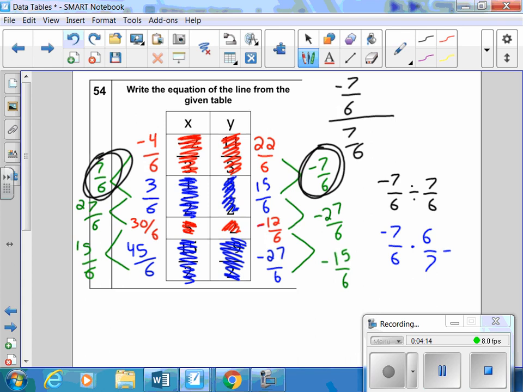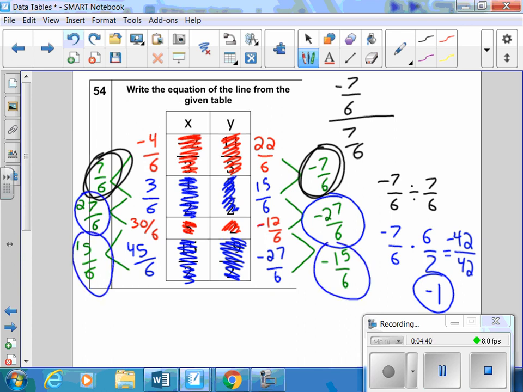And now when you multiply that, negative 7 times 6, you have to multiply across the top. That's negative 42. And then 6 times 7 is positive 42. And then negative 42 divided by positive 42 is negative 1. Negative 1 would be your slope. And even if you take negative 27 over 6 and divide by positive 27 over 6, that's negative 1. If you take this and divide by this, that would be negative 1.